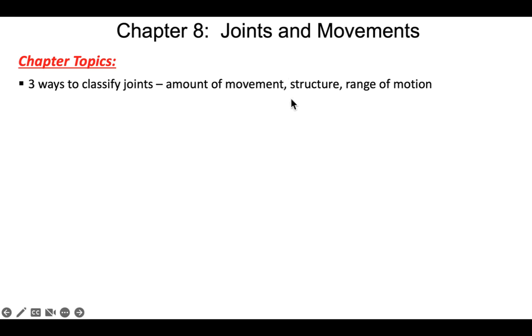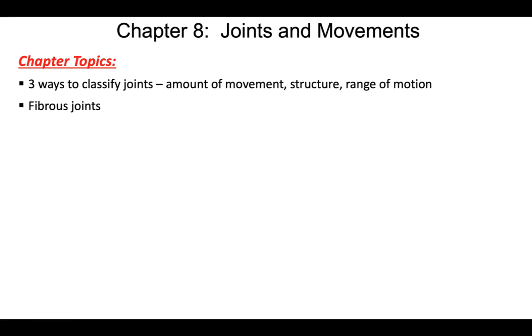Then we're going to look at categories that classify joints based on the structure. And that's particularly the material that holds the bones together. You could be irregular connective tissue, you could be cartilage holding bones together, or for the synovial joints, it's ligaments that hold the bones together. Then we're going to also include what we call range of motion.